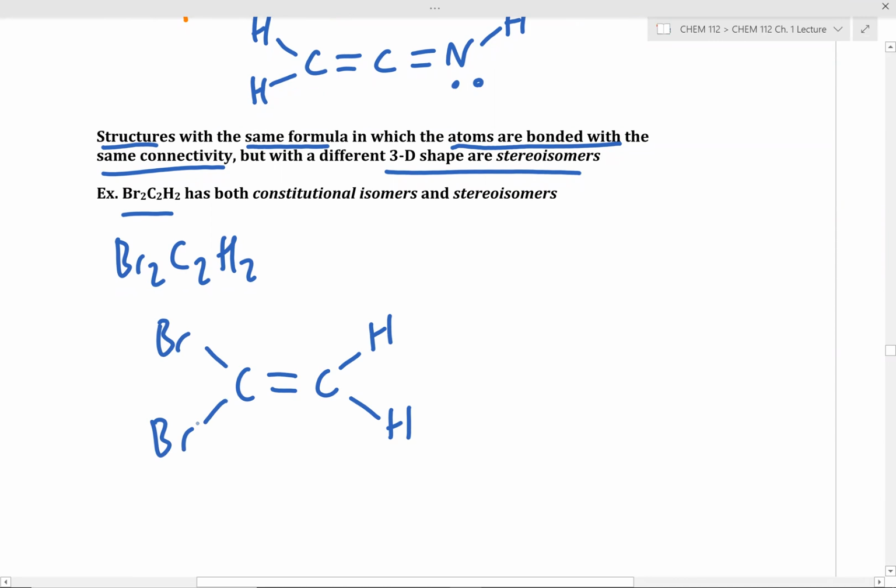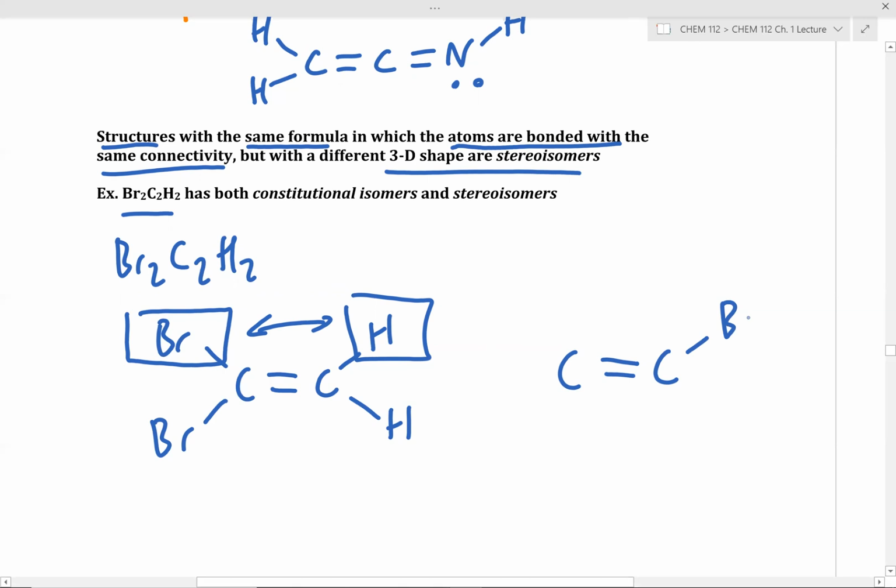Now, to talk about a wonderful trick for drawing constitutional isomers, and this is pretty easy, all you have to do is put a box around two of your functional groups or two of your substituents on different carbons. And all you have to do is swap their positions. Okay? So if I switch this bromine and this hydrogen, I can generate a new connectivity of atoms. So these two structures are constitutional isomers.